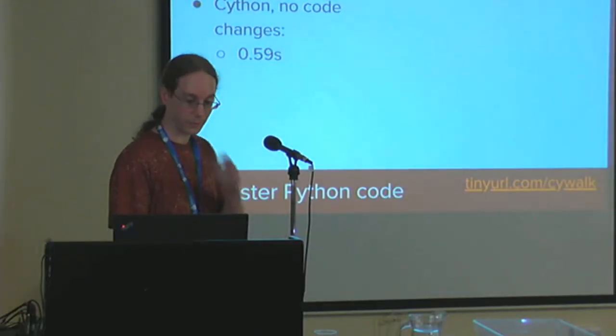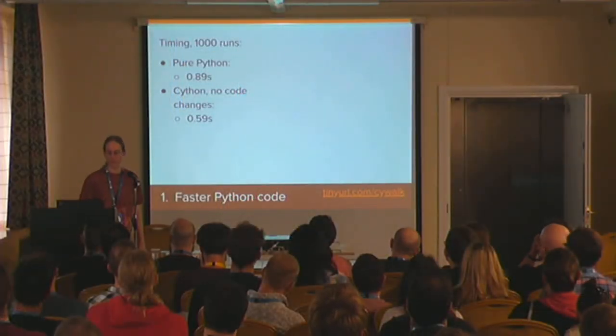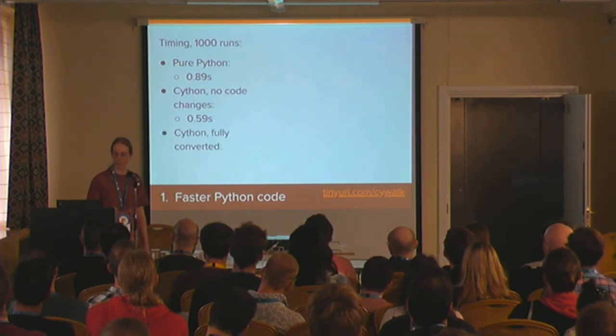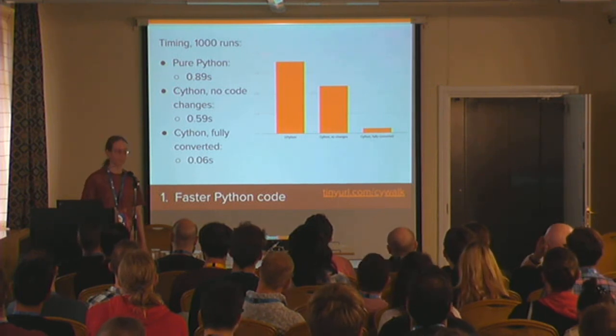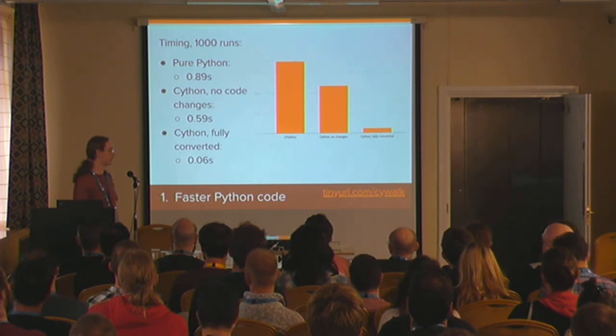So let's have a look and see how that has affected the speed. Pure Python gave us 0.9 seconds. Cython with no changes gave us 0.6. And Cython, if we've fully converted everything that we can, we get 0.06. So it's pretty good. It's not too much work and more than a tenth better.